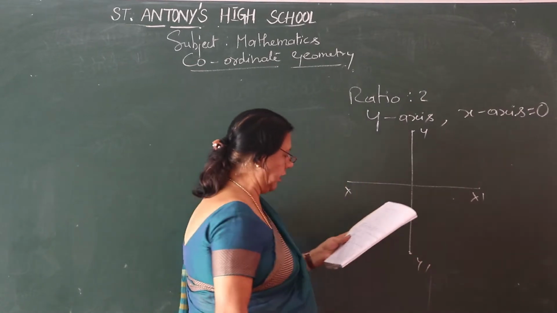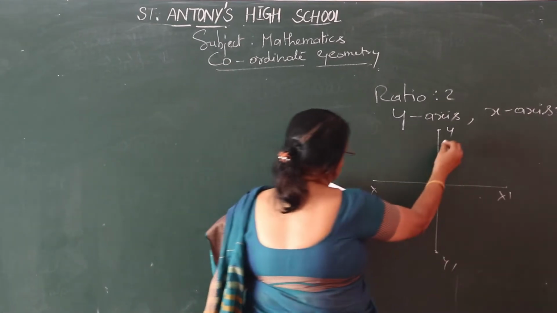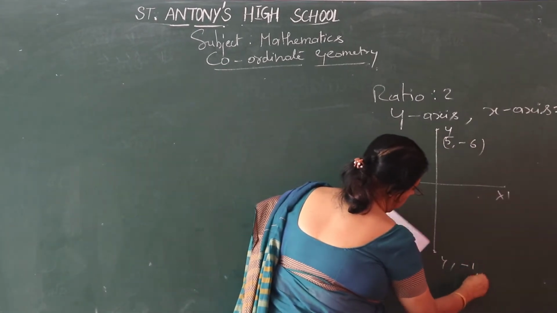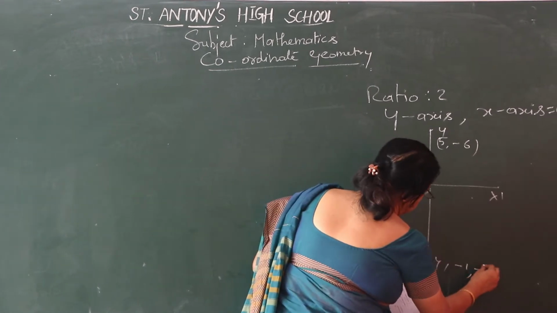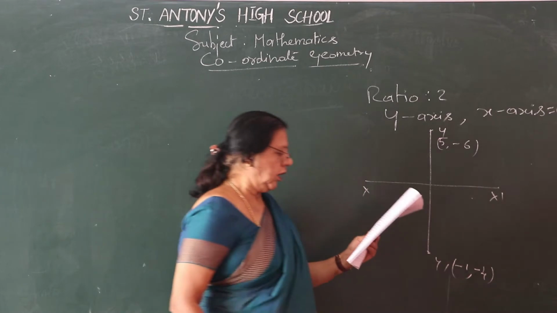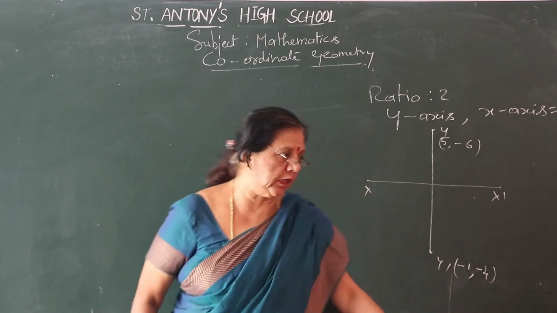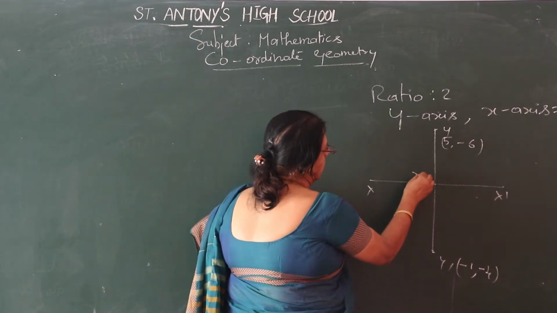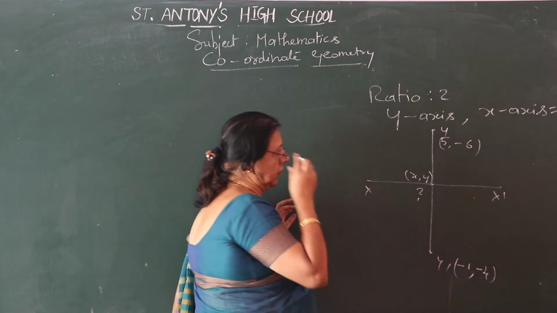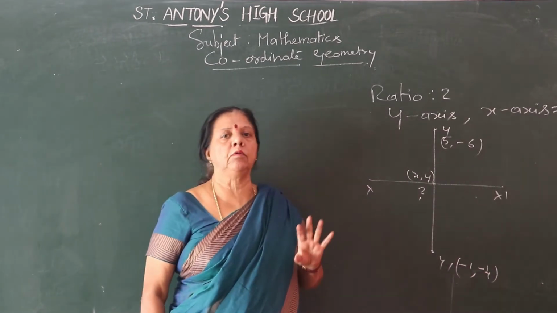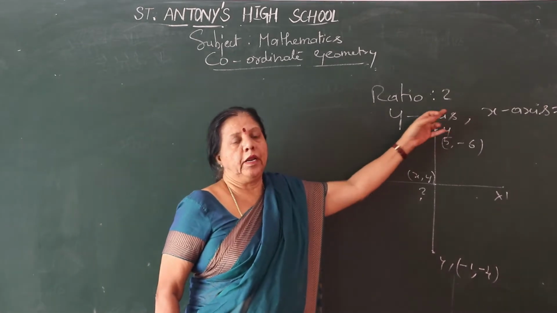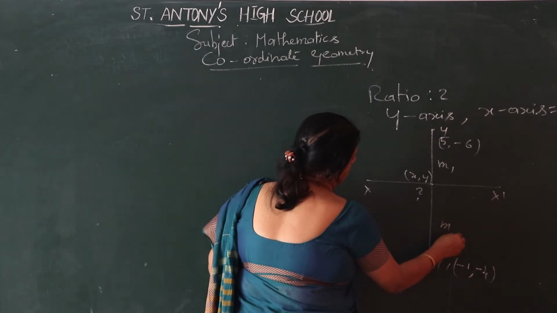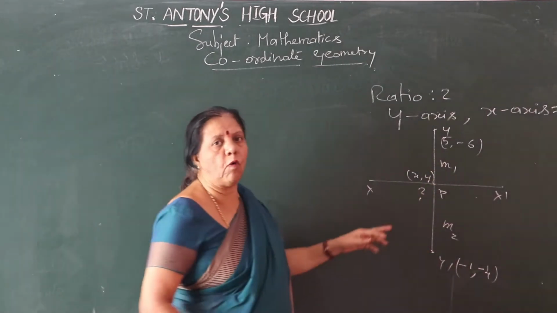They have given the point 5, minus 6 and another point minus 1, minus 4. Also find the point of intersection. This point of intersection, the x and y intersection, we also have to find out. In the problem they have not given the ratio. This is m1, this is m2, and this is the point P, x and y.